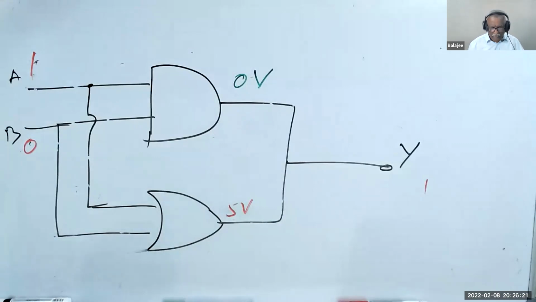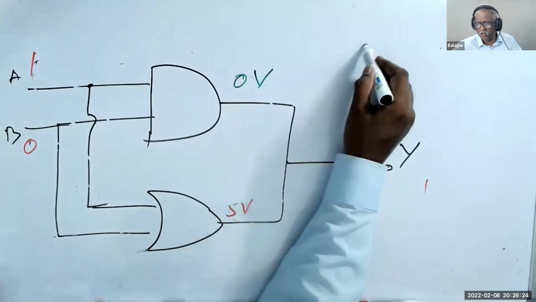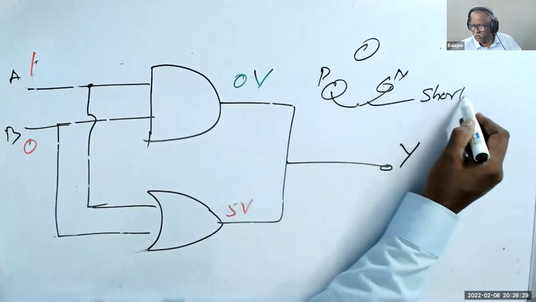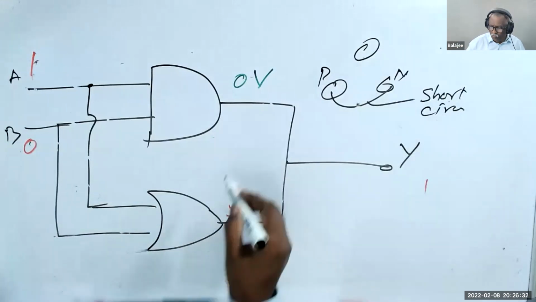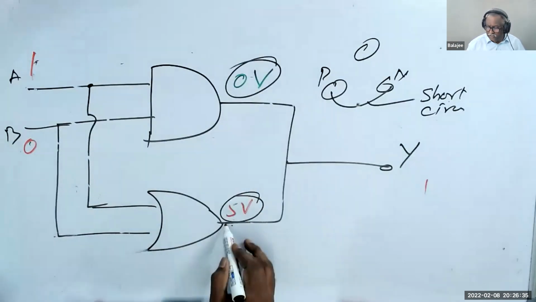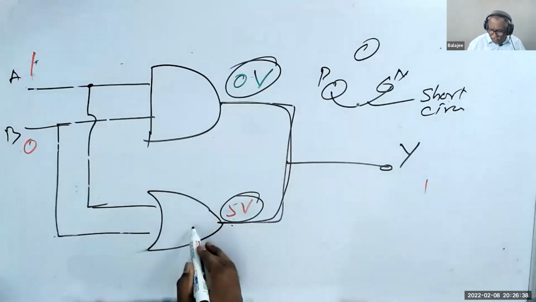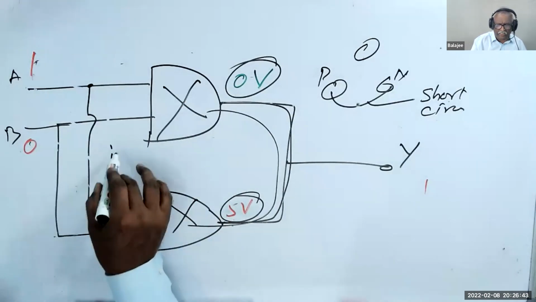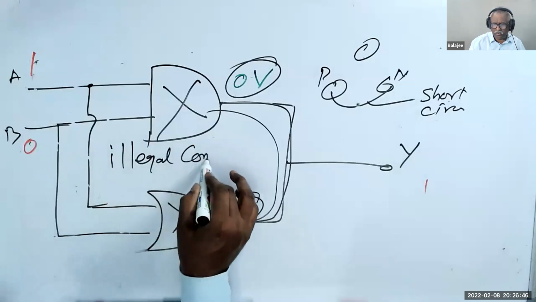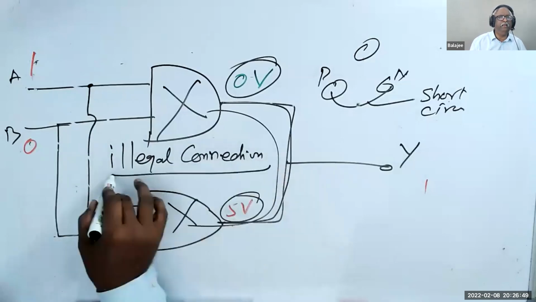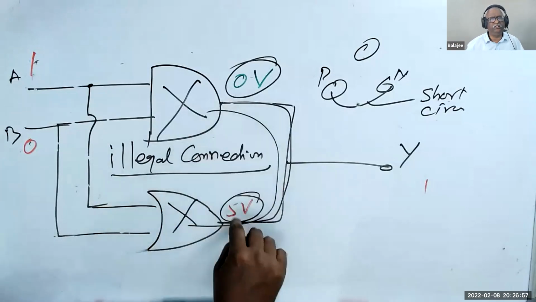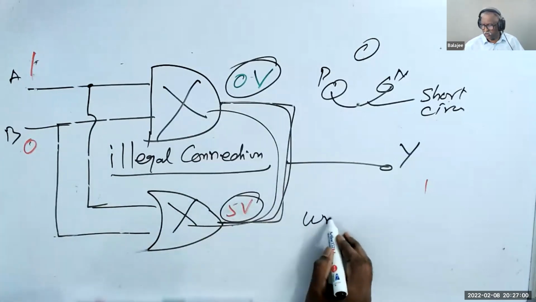What will happen in the plug points in your house? If you connect phase and neutral, we call that a short circuit. Like that, if one is 5 volt and one is 0 volt, these 2 outputs will short. A heavy current will flow and both devices will get damaged. So this is a wrong, illegal connection. Please understand, you should never connect like this in digital electronics. If you connect 2 outputs, that is wrong.